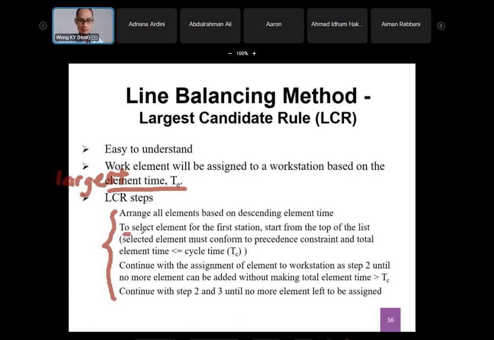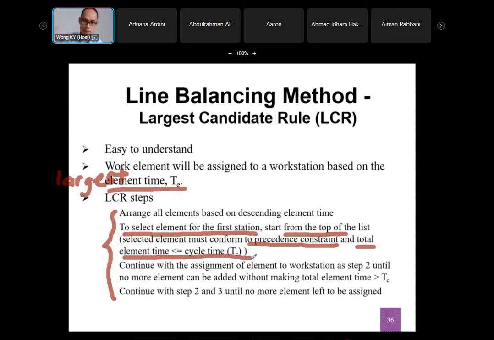Second step, to select the elements for the workstations, in other words, to assign the elements to the workstation, start from the top of the list. Okay, start from the top of the list. Whenever you select an element, you must make sure that the selected element fulfills the precedence constraint. You must not violate the precedence relationship. You must fulfill the precedence constraint and make sure the total element time does not exceed the cycle time.